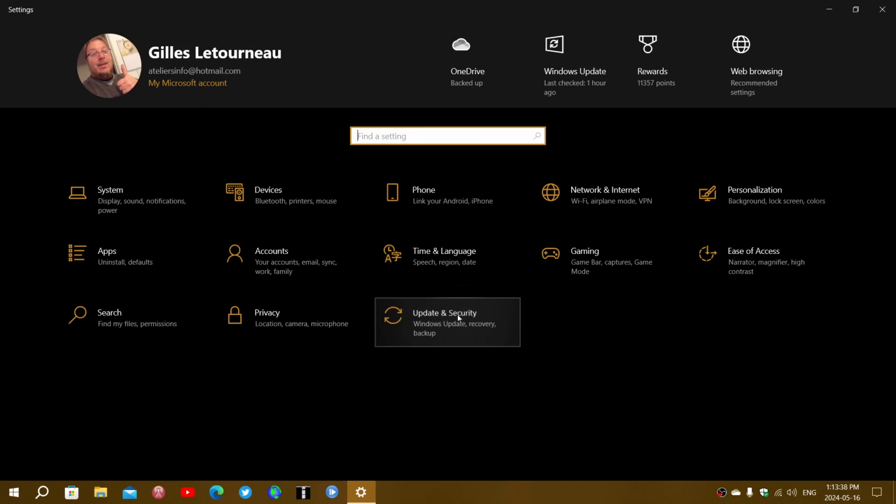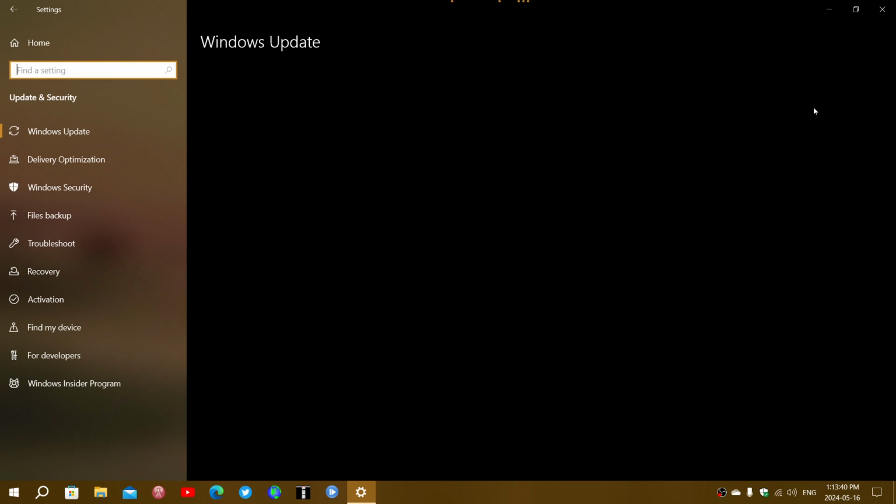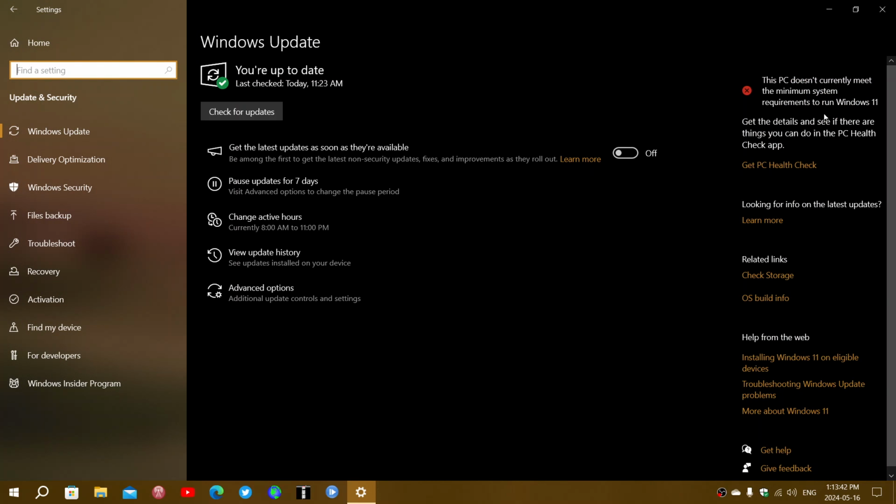And if, like me on this system, you don't meet the minimum system requirements, apparently it will at some point pop up and tell you one of the reasons why you can't move on. What's your PC missing for you to move on to Windows 11? So that's pretty much it.